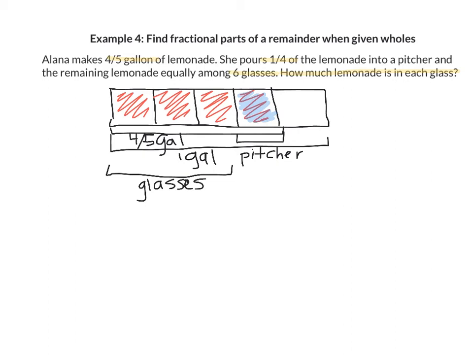Since she poured the lemonade into 6 glasses, we're going to split our 3 units into 6 equal pieces by dividing each of our units in half. I'm also going to divide our other pieces as well. So based on our model, for 1 whole gallon, that's equal to 10 units.